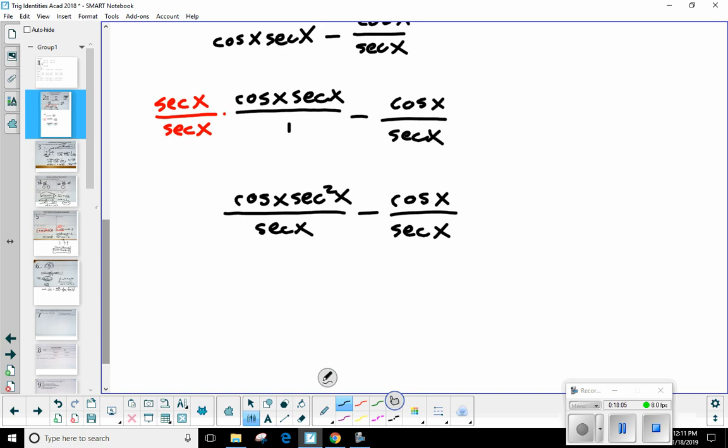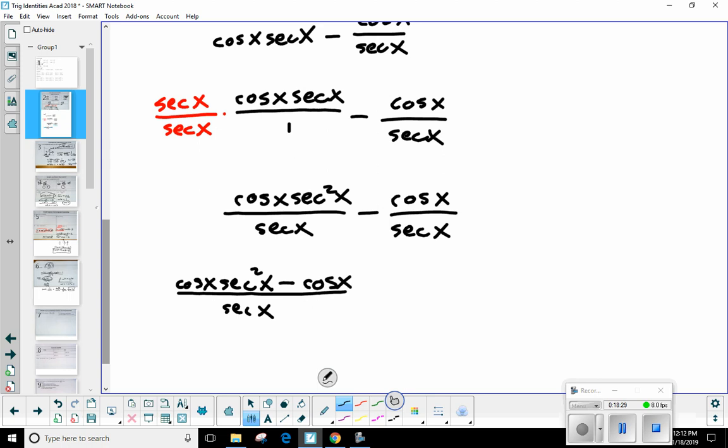So is everybody okay how I now have a common denominator? Okay. Well, once you have a common denominator, we can combine the fractions. So I'm going to put everything over secant of x. I'm just going to combine the numerators. So this is going to be cosine of x secant squared minus cosine of x.